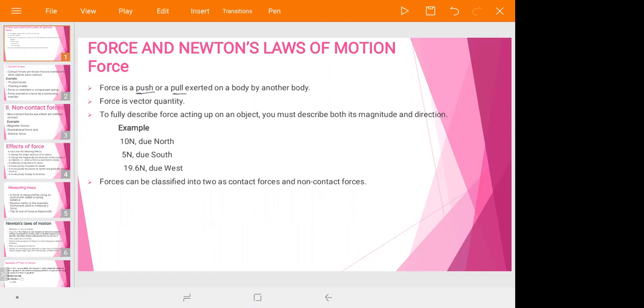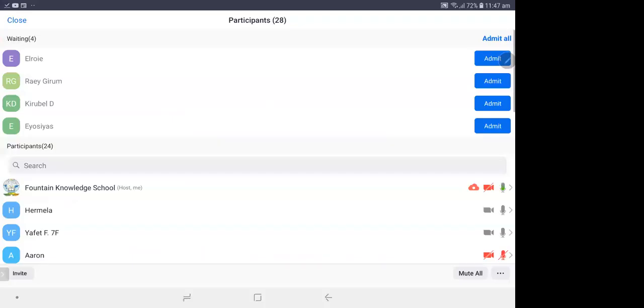So, force is a vector physical quantity. That means it is described by both magnitude and direction. Therefore, force is a vector physical quantity.